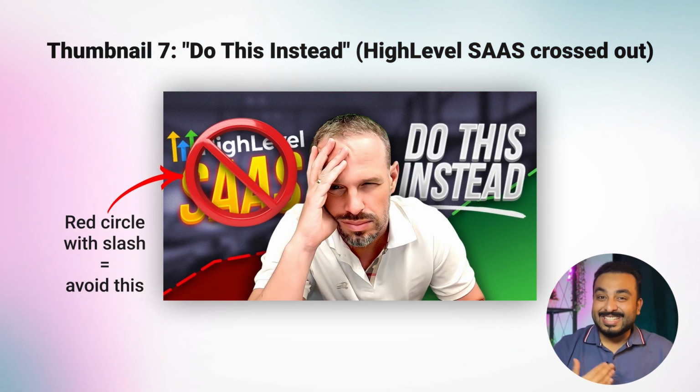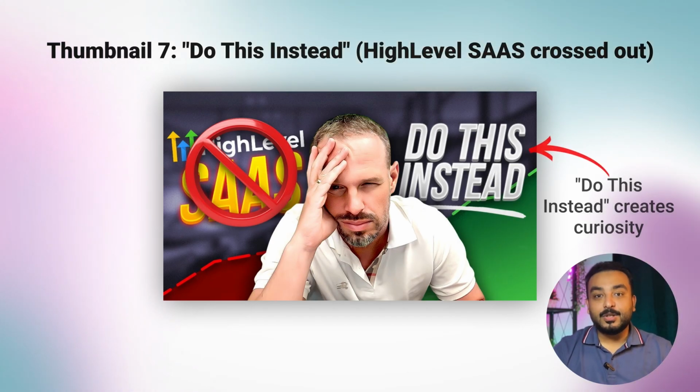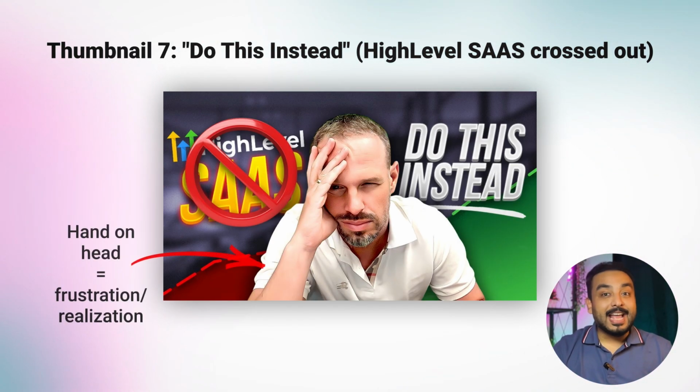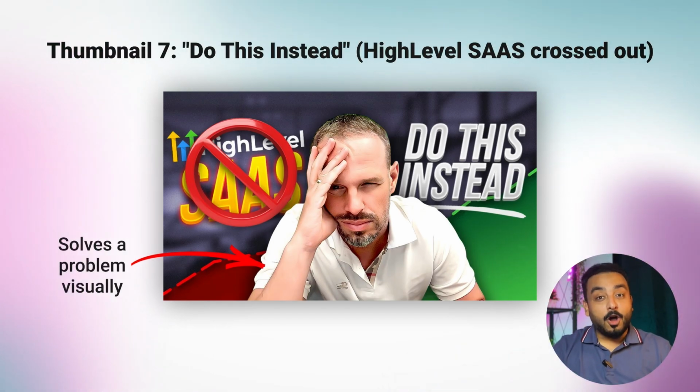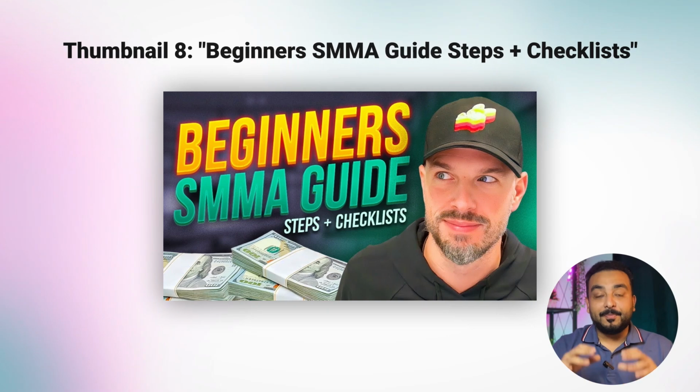Red circle with a slash. To avoid this, do this instead. Creates curiosity and shows what not to do. With his hands on his head, it actually creates a sense of frustration and realization, and solves the problem visually. Now this is the next one. How we've kept this over here.